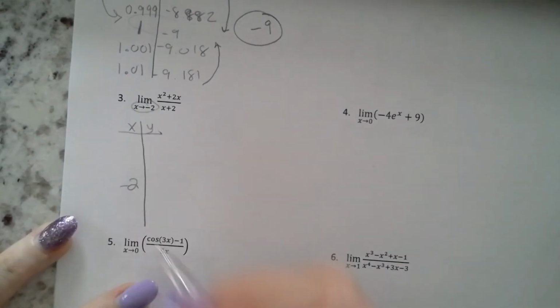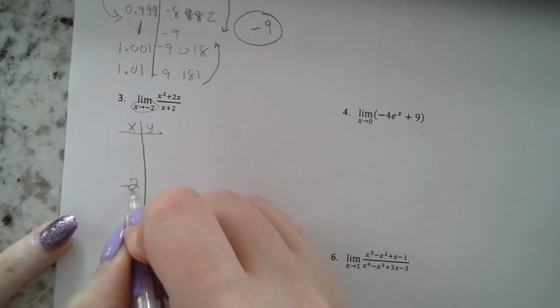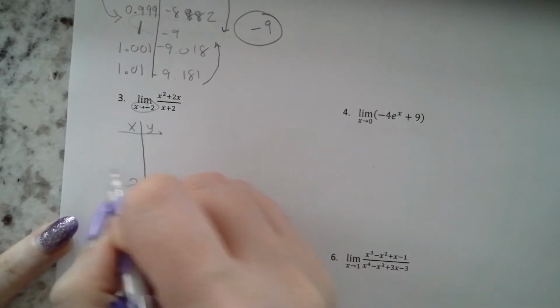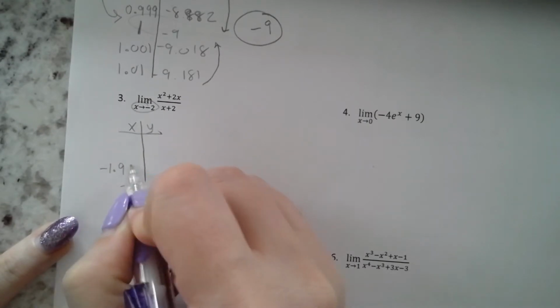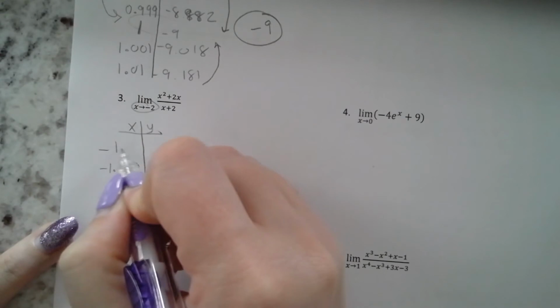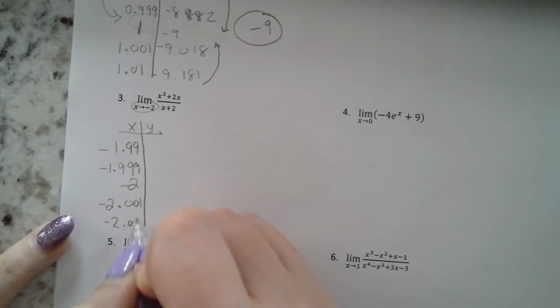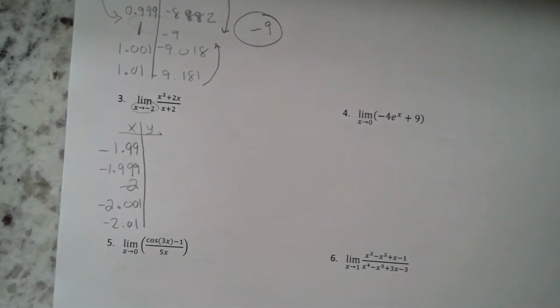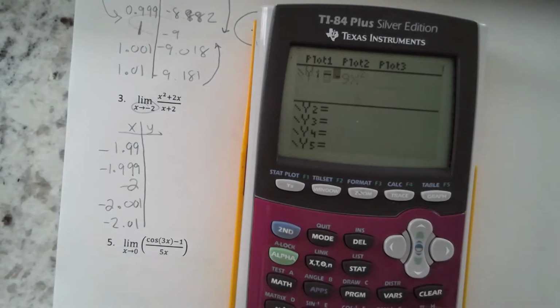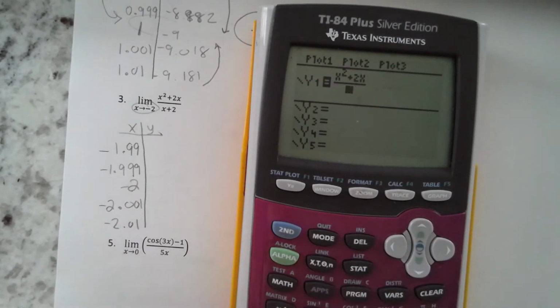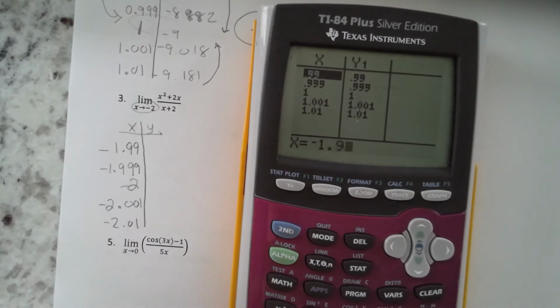So -2 here is what's going to be in the middle of our table because that's what we're approaching. So a little bit smaller than -2 would be -1.999, and then -1.99, a little bigger. Okay, then we're going to plug it into y equals. We already changed our table set, so we can just go straight to our table and we're going to plug in our values here.